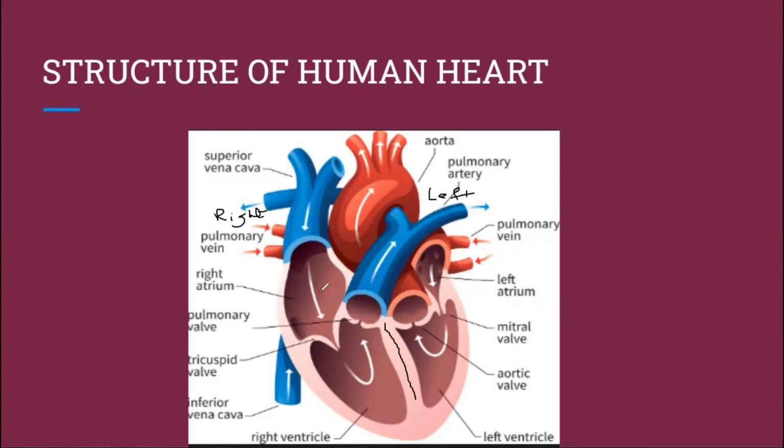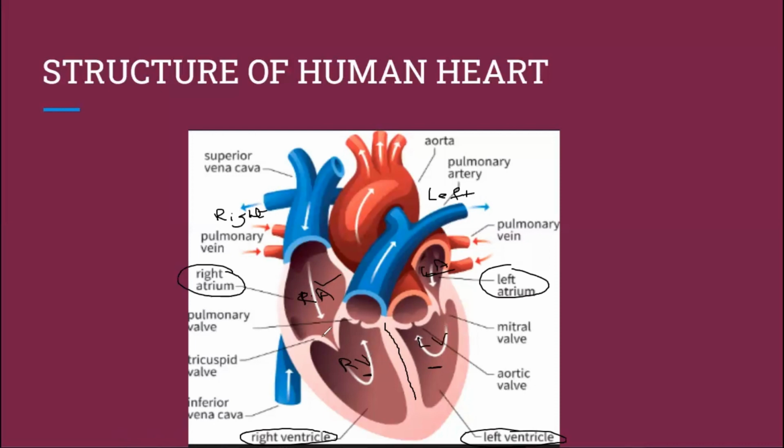The heart is divided into two upper chambers which are called atria. So the two upper chambers, this one and this one, are the atria. You can see right atrium and left atrium. And the two lower chambers are called the ventricles. So the right ventricle and the left ventricle. This is the right atrium. This is the right ventricle. This is the left atrium. This is the left ventricle.